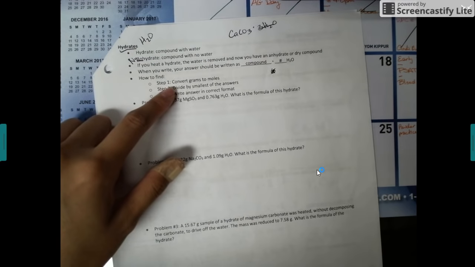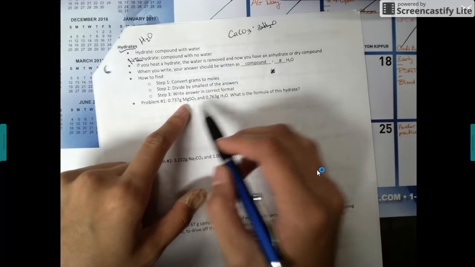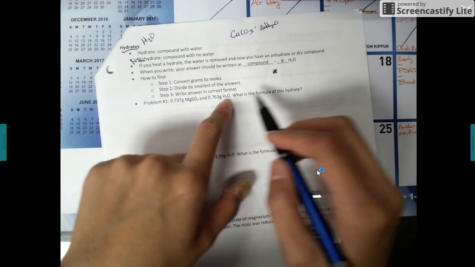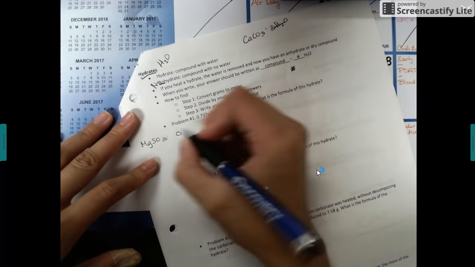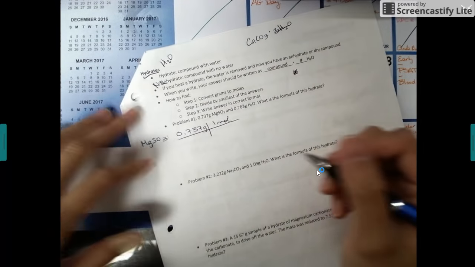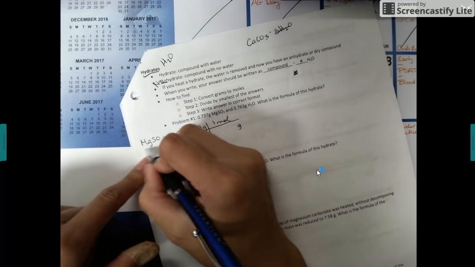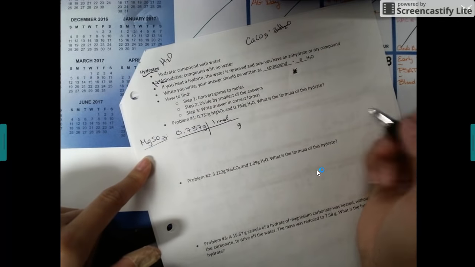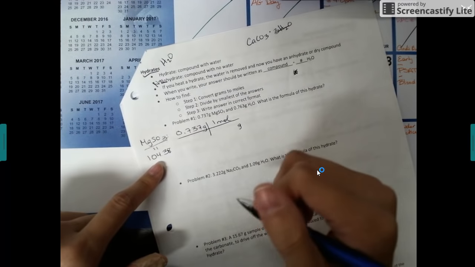Step 1 is to convert grams to moles. So if I look at this problem, I've got 0.737 grams of magnesium sulfite, 0.763 grams of H2O. What is the formula of this hydrate? So converting grams to moles. This is MgSO3, 0.737 grams. 1 mole at the top so that it can cancel out, because that's what you're trying to find. Grams at the bottom so it can cancel out. Now, what should go into the gram box is the molar mass of the MgSO3. And I'm going to quickly show you that that is 104.38. But make sure you understand why it's 104.38.